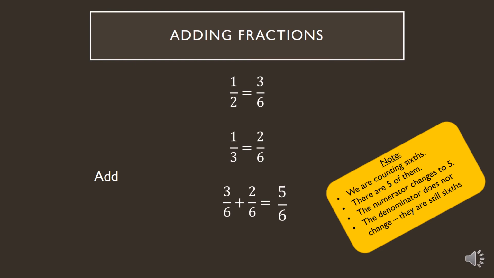So note in the final part of the problem there, we are counting 6ths. 3 of them plus 2 of them gives 5 of them. Okay, so the numerator changes to 5, but notice that the denominator does not change. They are still 6ths. We've just been counting 6ths. So in adding, your denominator is not going to change in that case.